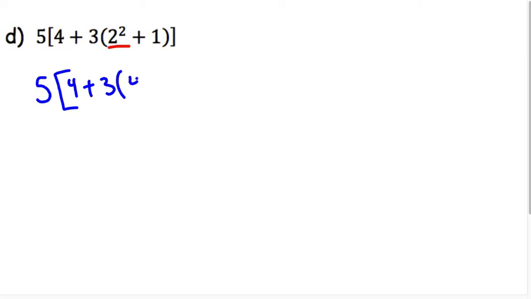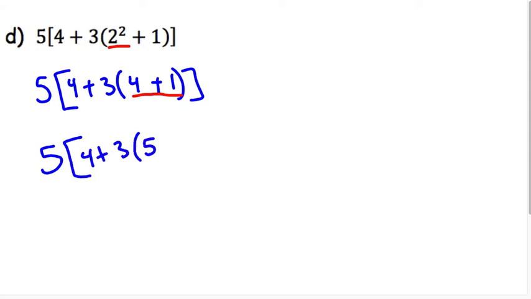2 squared gives me 4. And then I'm going to bring down the plus 1 and all those brackets. Still inside the parentheses, we have to finish up cleaning up this set of parentheses. That is not completely simplified, so we got to go one more step here. So 5, bracket, 4 plus 3 times 5, bracket.